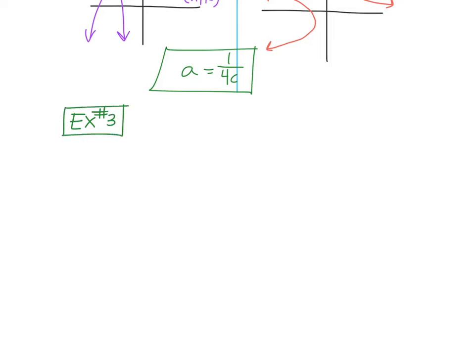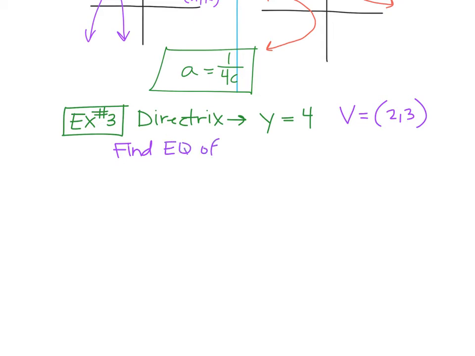All right. Example 3. Let's say I tell you that we have a directrix of y equals 4. What kind of line is y equals 4? You're right, it's horizontal. And then we have a vertex of 2, 3. And they're going to ask you to find the equation of the parabola.